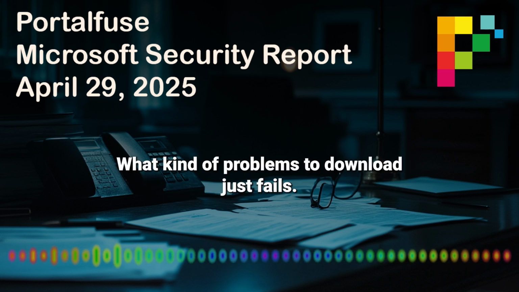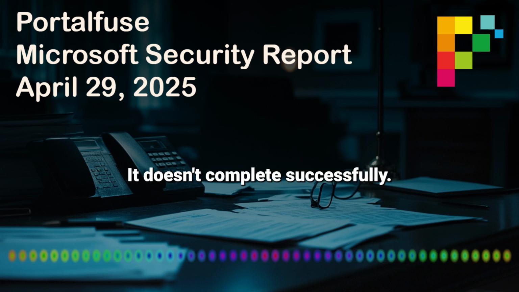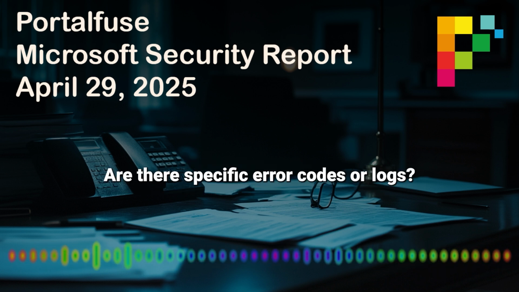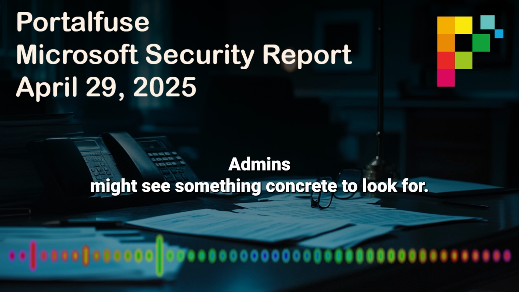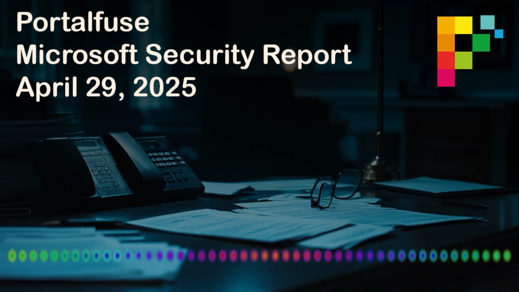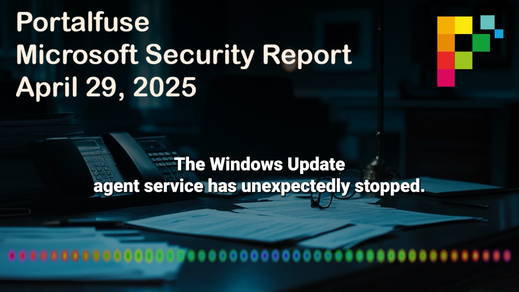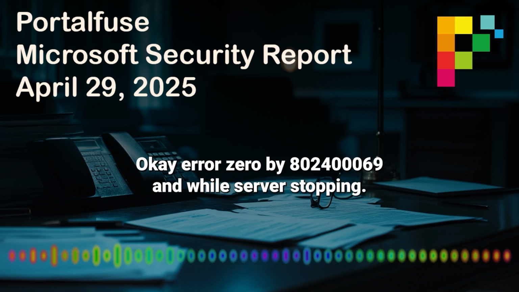The download just fails? It might fail to even start, or it could stall out partway through. It doesn't complete successfully. Are there specific error codes or logs admins might see? Something concrete to look for? Yes, the Windows Update logs might show error code 0x80240069. And digging deeper, you might find log entries saying the WUSA service, the Windows Update Agent service, has unexpectedly stopped. Okay, error 0x80240069 and a service stopping.